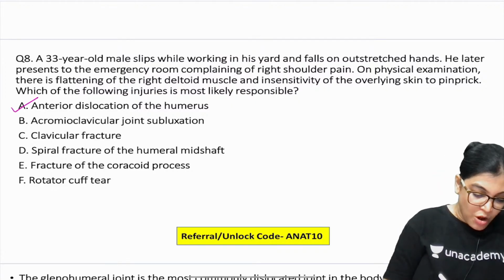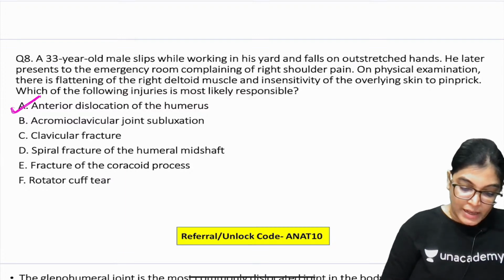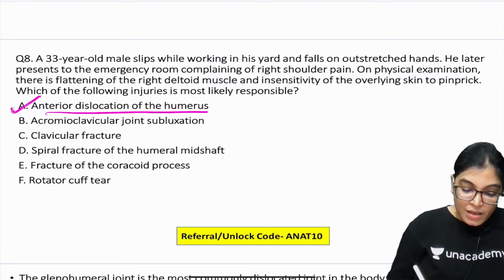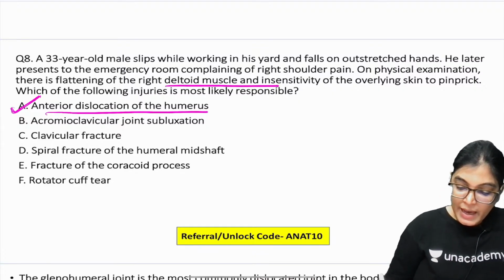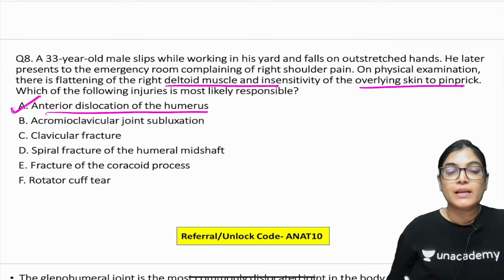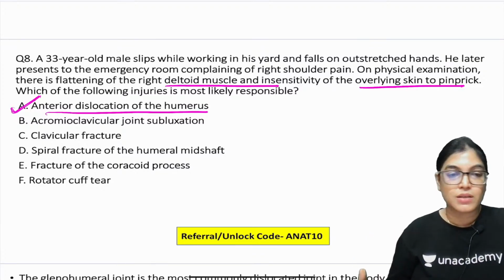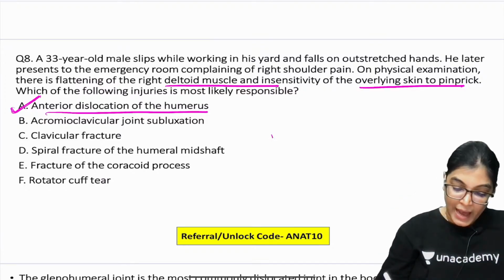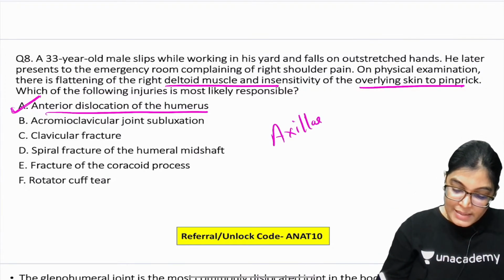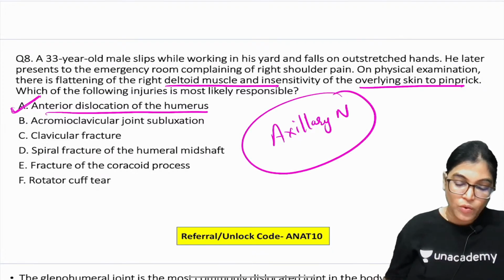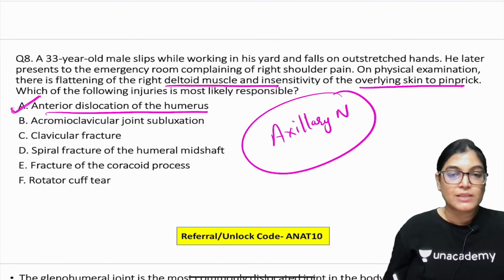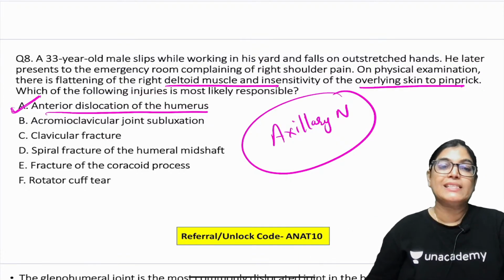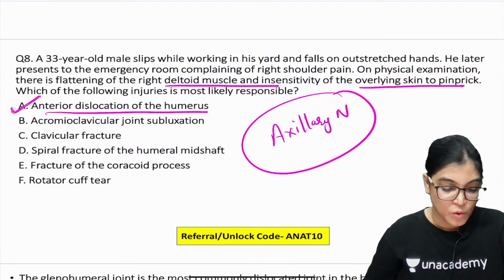Yes. So option A is absolutely correct, anterior dislocation of humerus. Why? The key presentation is that the deltoid muscle is paralyzed, and the skin over this area is also not having sensation. So the most common injury is to the axillary nerve, and we know that the axillary nerve is supplying the deltoid muscle. The most common type of injury which causes axillary nerve injury is anterior dislocation of the humerus bone.